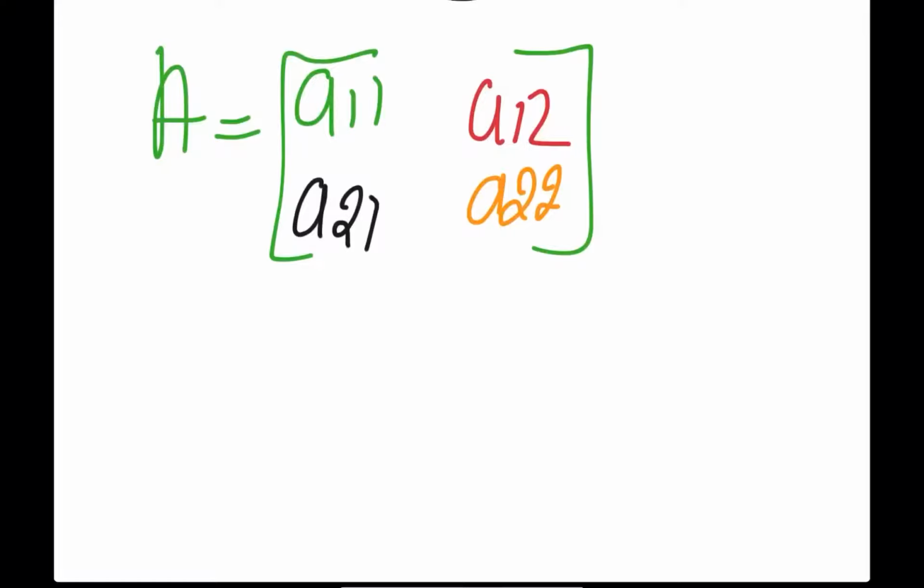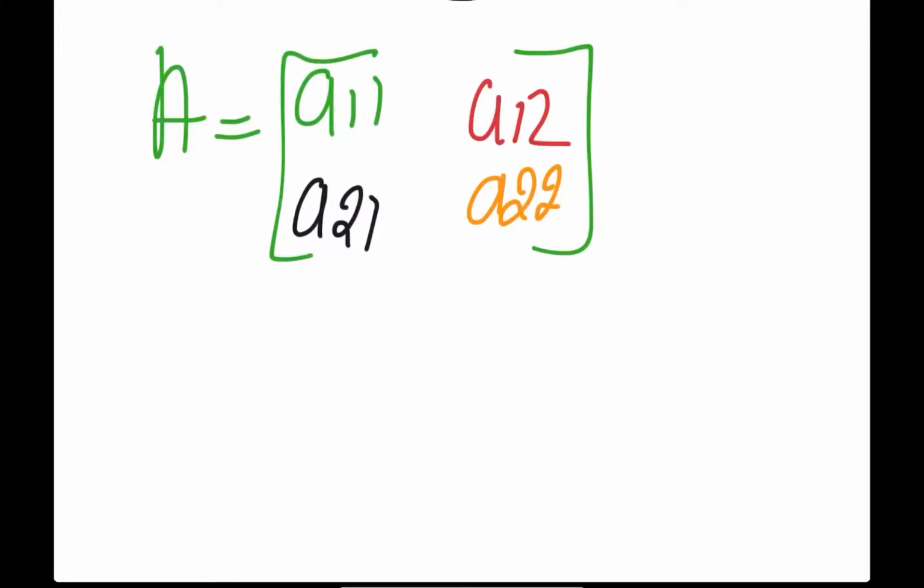1, 1 means first row, first column. 1, 2, first row, second column. 2, 1, second row, first column. 2, 2, second row, second column. Okay. So this is how you generally write a matrix. In 3 cross 3 also you will follow the same procedure. So how to get the determinant?